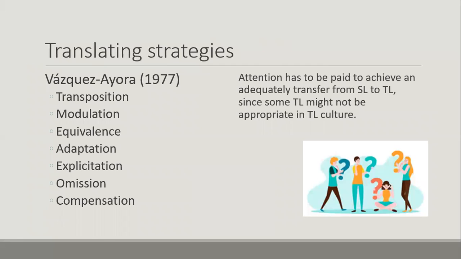Some translating strategies that we can use are mentioned by Vázquez Ayora. These are transposition, modulation, equivalence, adaptation, explicitation, omission, and compensation. And of course, we need to be aware of the culture and specific ways of speaking the target language, so that we can produce an accurate text in the target language, and especially one that is appropriate to their culture.